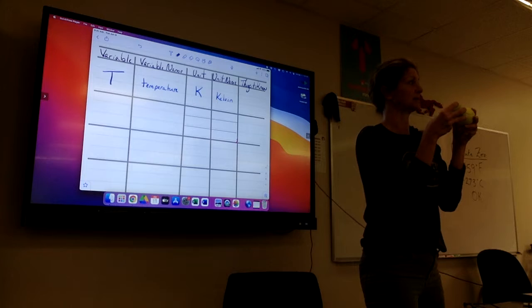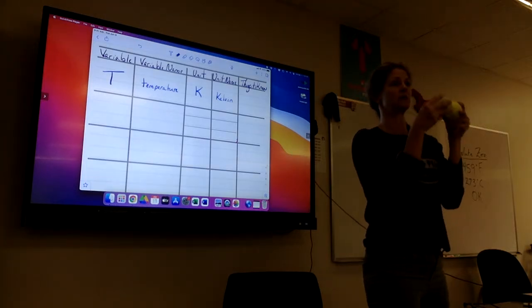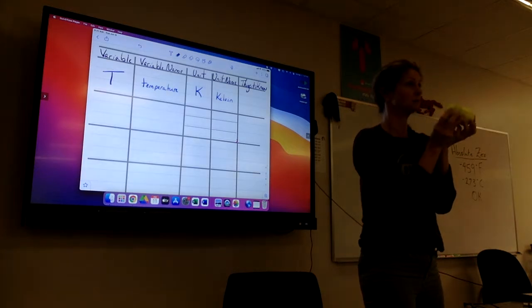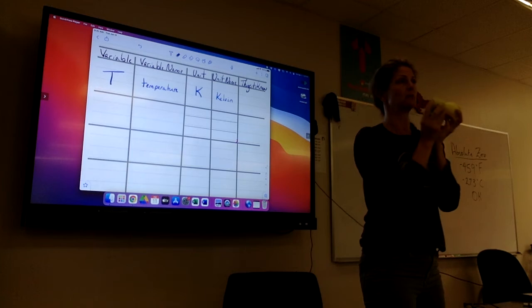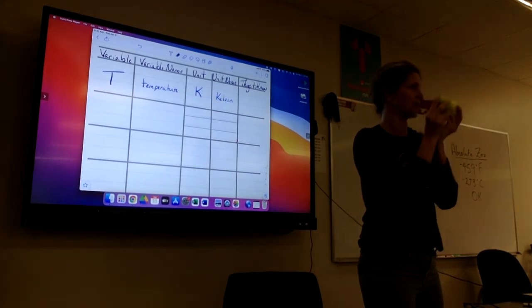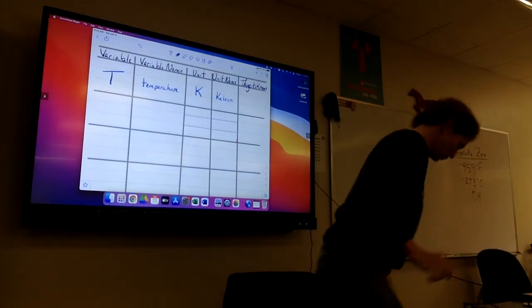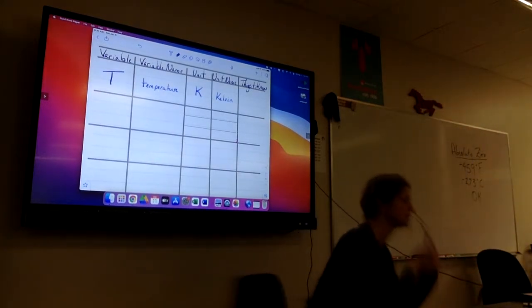Now they're perfectly still. This is absolute zero. You can't get any colder than that because you can't get any slower than that, right? And temperature is speed. So absolute zero is the temperature at which all motion stops. And it is equivalent to 0 Kelvin.